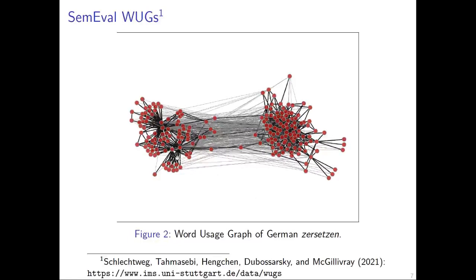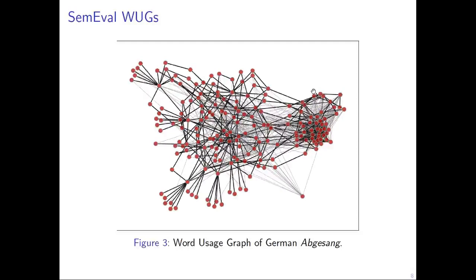As we can see already visually, there's a quite intuitive cluster structure present in this graph, determined by the semantic proximities of the nodes. However, this doesn't have to be the case always. This is another example for the word Abgesang, German word. And here it's already much less clear what should be the appropriate cluster structure underlying this graph.